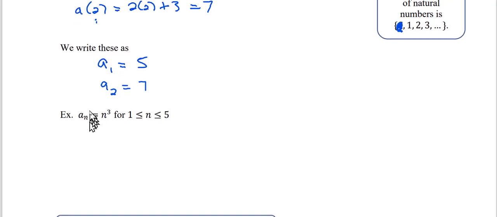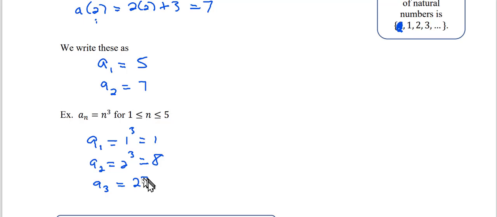Here's another example. Much more common would be to write it this way: a sub n equals n cubed. That means a sub 1 is 1 cubed, or 1. A sub 2 is 2 cubed, or 8. A sub 3 would be 3 cubed, which is 27. A sub 4, 4 cubed is 64. And a sub 5 is 5 cubed, or 125.